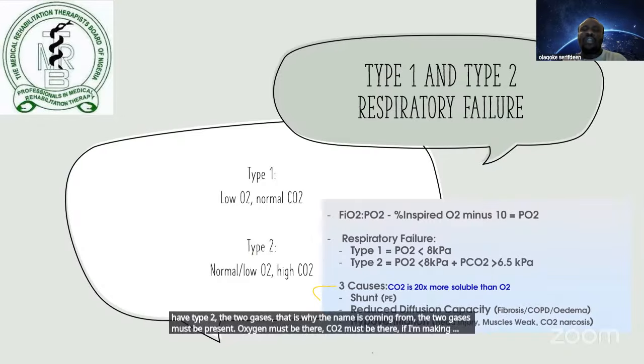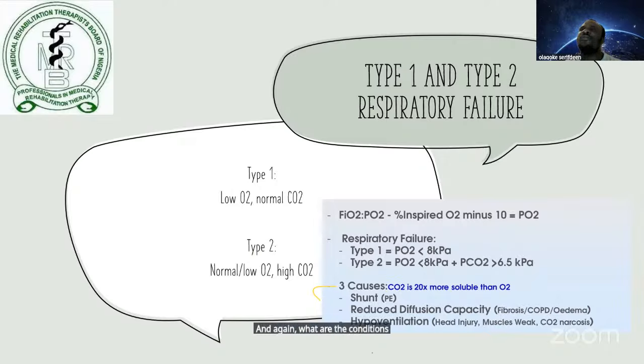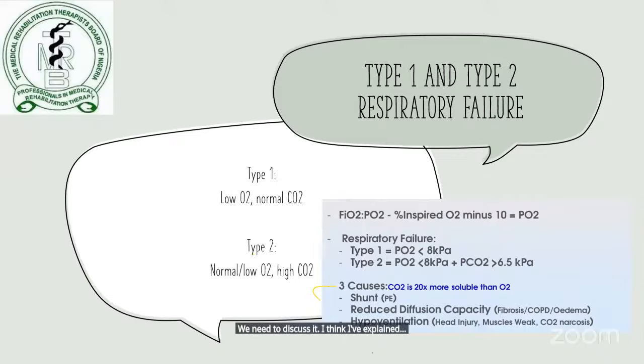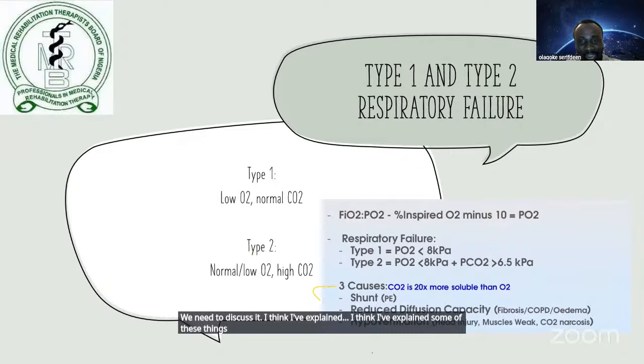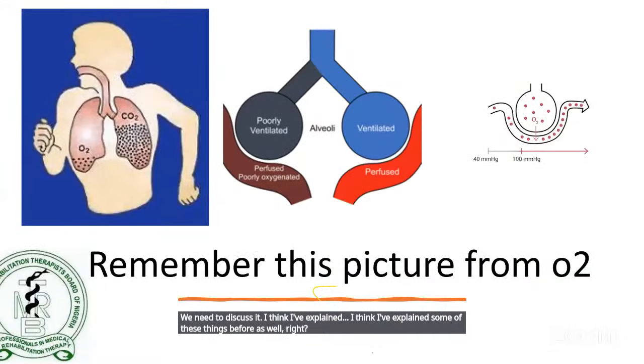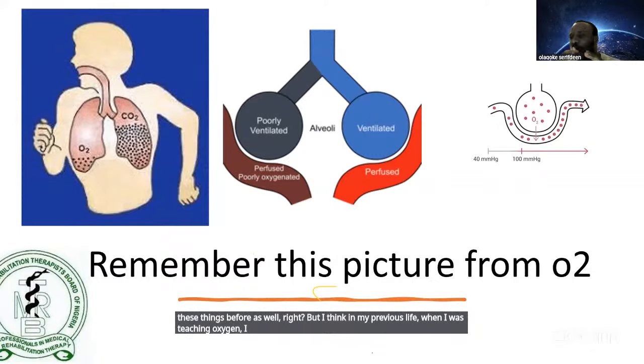And again, what are the conditions that can make somebody have low PO2? I think we need to discuss, because oxygen kills faster. Remember that. I've explained some of these things before as well, but in my previous slide, when I was teaching oxygen, I showed you this slide. I'm not going to go into it. What are the reasons somebody can have low oxygen in their blood or in their plasma?